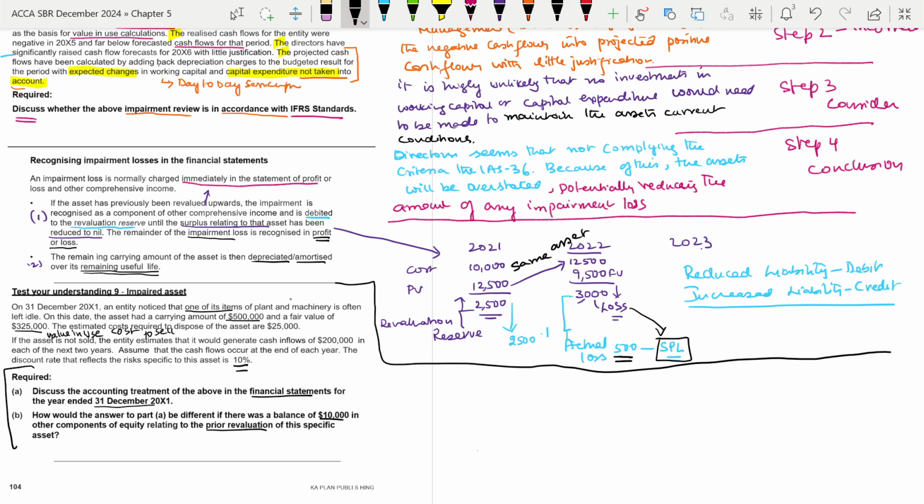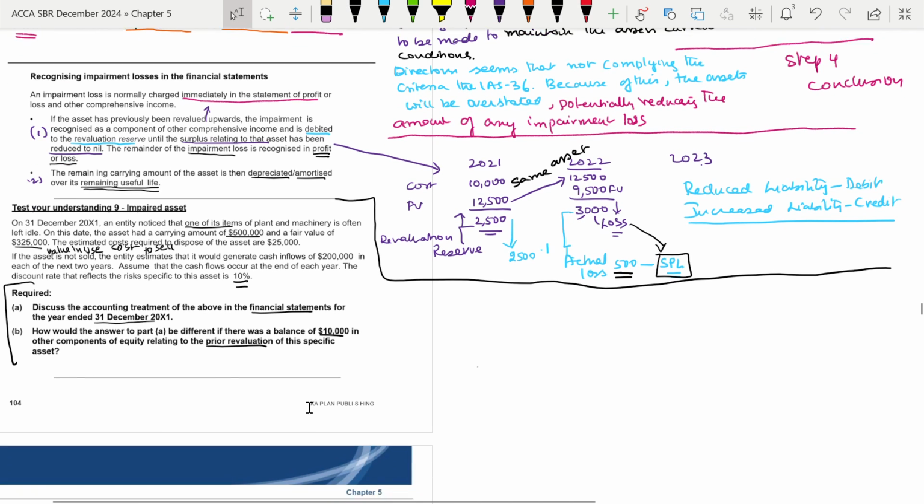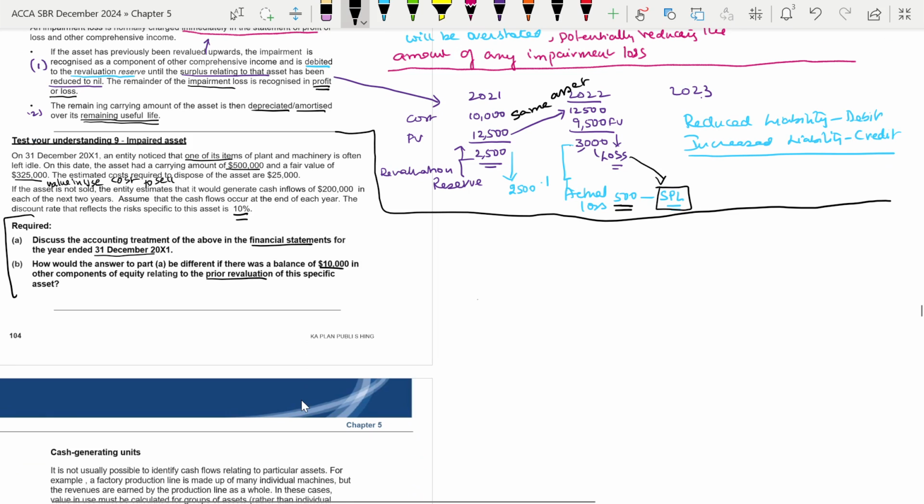How much is the carrying amount? See, follow the rules. Follow the flow. This is the carrying amount. This has to be divided into two parts. This is the fair value. This is the value in use.